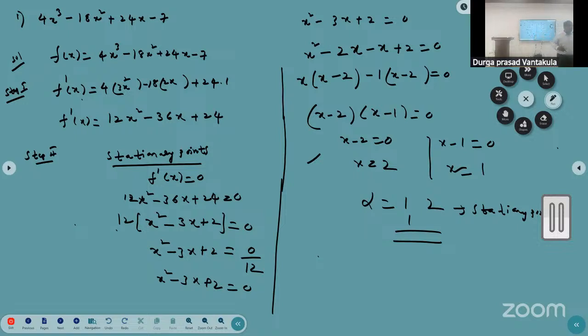Later we have to do the testing stage with the help of the second derivative. Which derivative? Up till now, we finished 50% of the problem. Now the remaining 50% we will continue. First of all, are you clear up to here? Yes, very good.